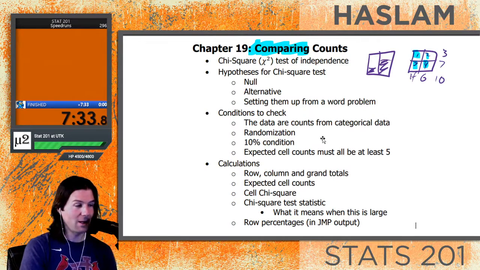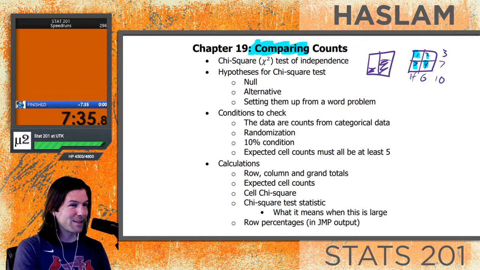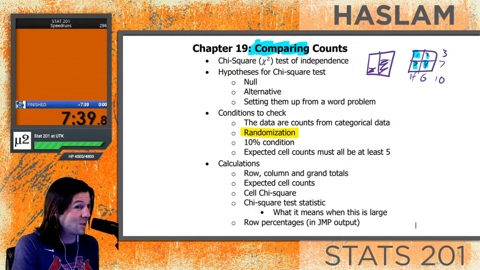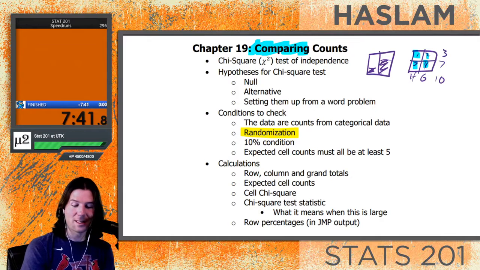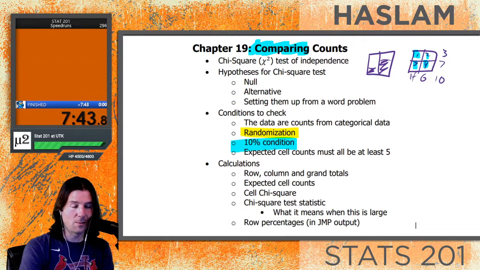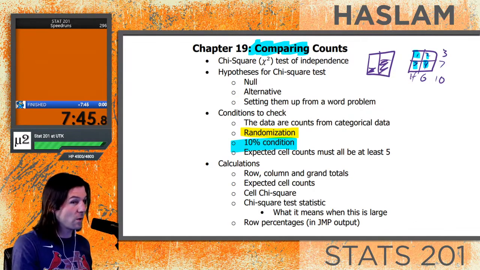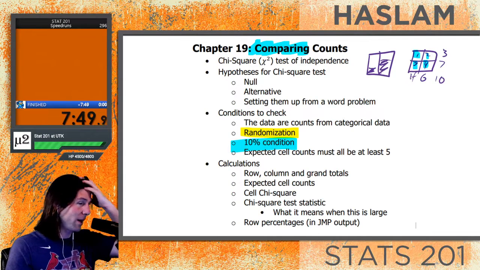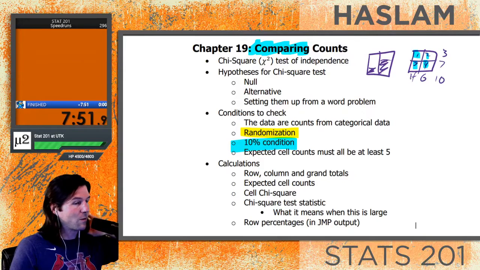So I always like to do this as condition 1 right here. Condition 1: randomly collect your data. I know it's not condition 1 here, but it's a condition we always have. Condition 2: less than 10%. We have to talk to less than 10% of UT students. And this is where the conditions get a little bit different. Condition 3 right here is expected cell counts must be larger than 5.